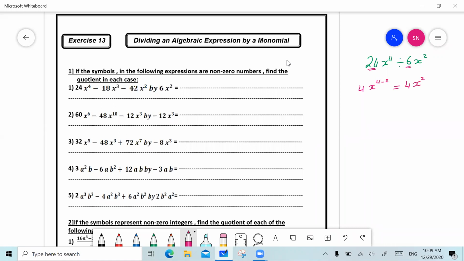Again, if I want to divide, for example, 18x to the power of 3 divided by 6x squared, what should I do? Divide the coefficients together. 18 divided by 6 is equal to 3. And what about the variables? Since both of them are x, I subtract the powers, 3 minus 2. I subtract powers when I am dividing, so I will have at the end 3x.